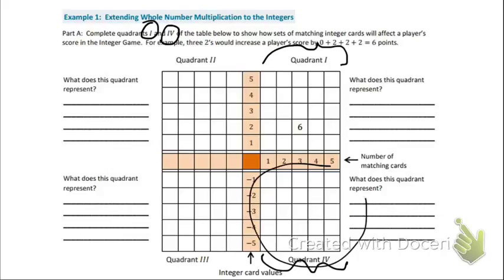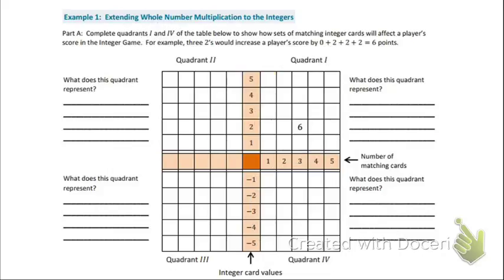So I'm going to work on this area and this area, and I'll give you a few examples to help you get started. It gives you an example. It says complete quadrants 1 and 4 of the table below to show how sets of matching integer cards will affect a player's score in the integer game. In this example, they've entered 6 right here. 3 would represent 3 2s, increasing a player's score by +2, 2 + 2 + 2 equals 6 points.